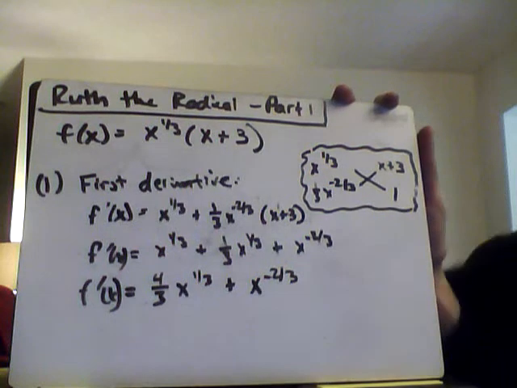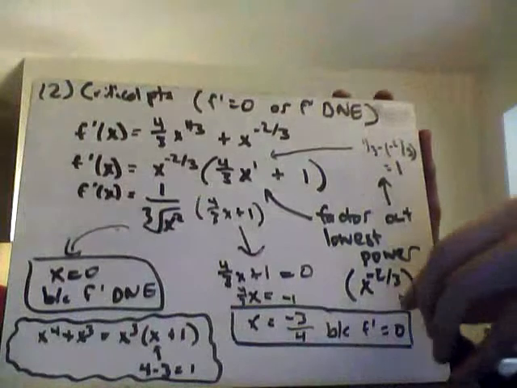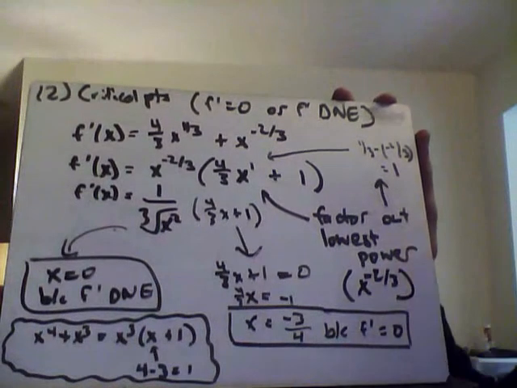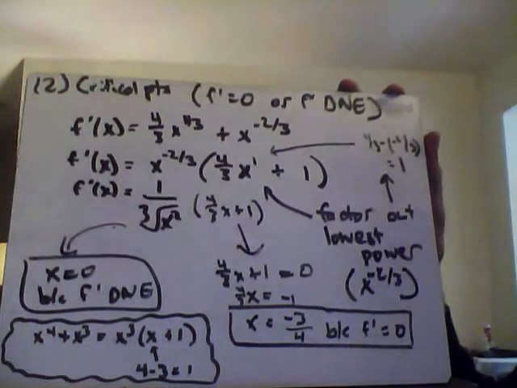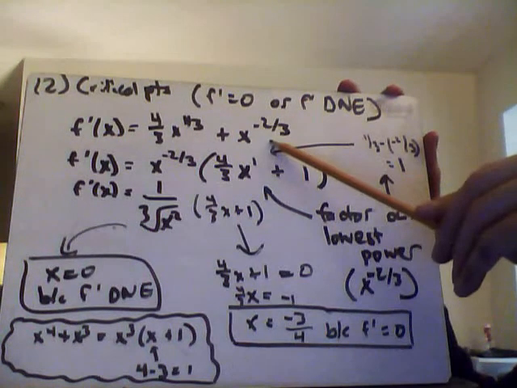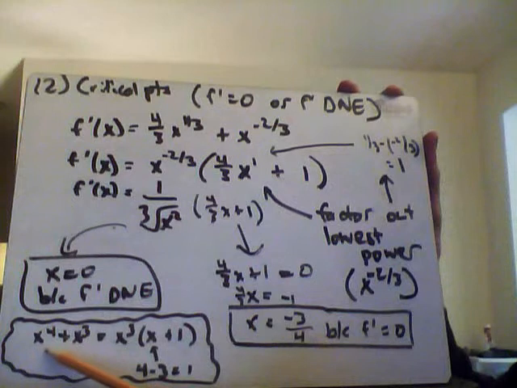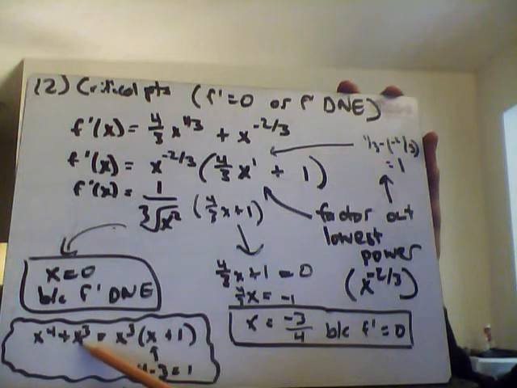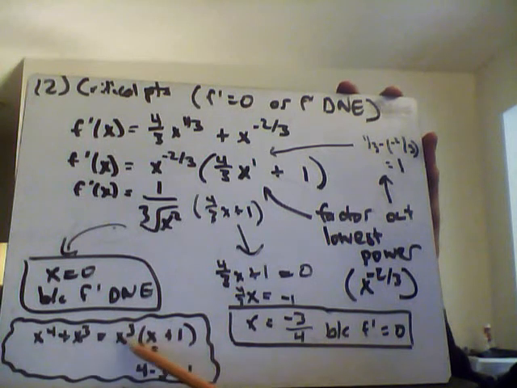Now, the tough part, finding the critical points. We need to find out where f prime is equal to 0 or where f prime does not exist. Remember, our derivative is 4/3 x to the 1/3 plus x to the negative 2/3. In any factoring problem, typically what you do in order to simplify is that you factor the lowest power. For example, if you had x to the 4th plus x cubed, you might factor out an x cubed, and you're left with an x plus 1. So in all, you have x cubed times x plus 1.